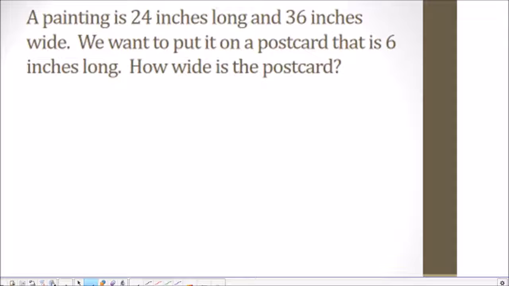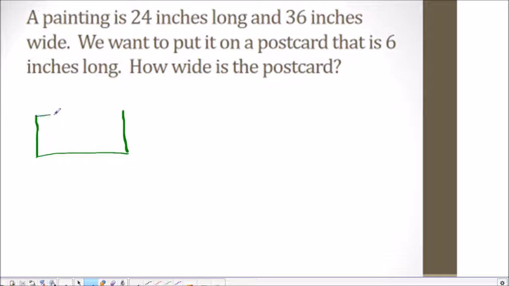Let's look at an application. Pause the video for a second and read it. Make sure you understand before we continue. Okay, we've got a painting here, 24 inches by 36 inches. Sounds to me like it's probably a rectangle.